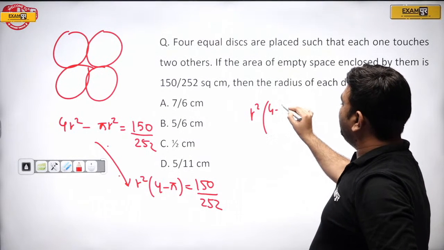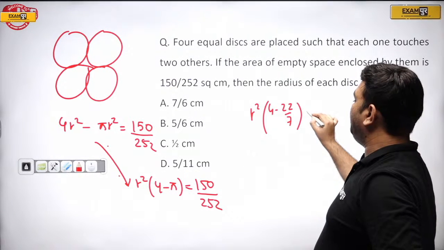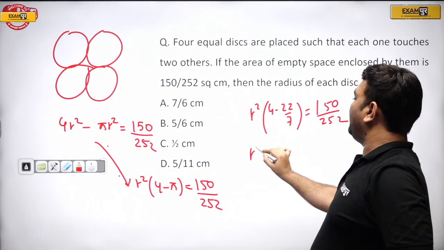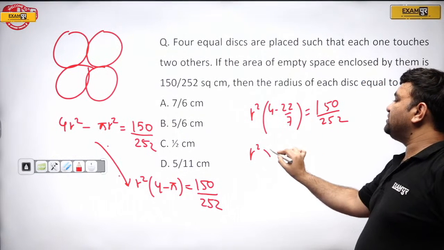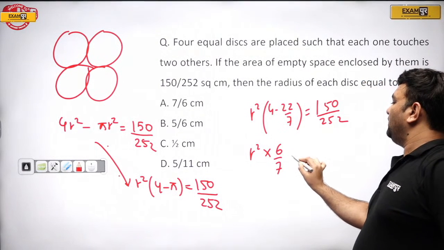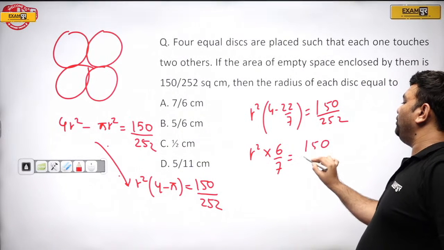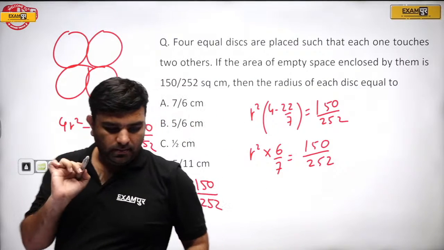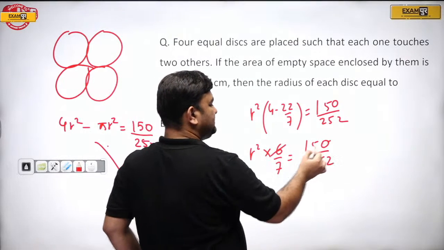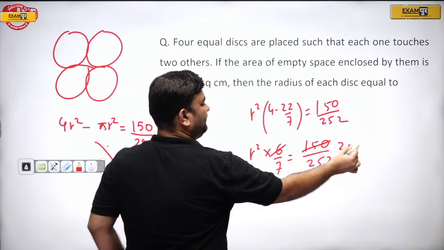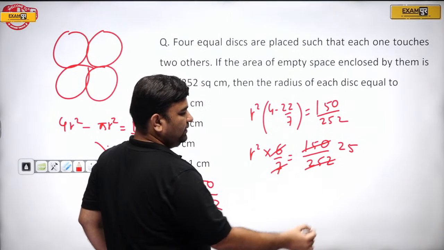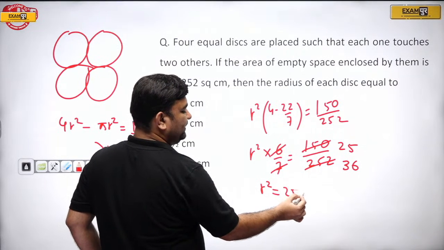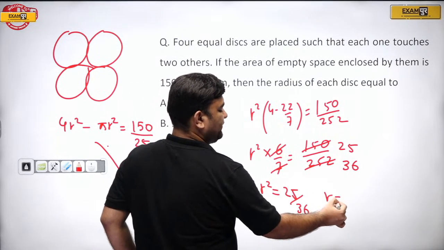R square (4 minus 22 by 7) is equal to 150 by 252. R square into (28 minus 22) by 7, that is 6 by 7, equals 150 by 252. Six simplifies 25 times, 7 simplifies 36 times. R square is 25 by 36, so the radius is 5 by 6.